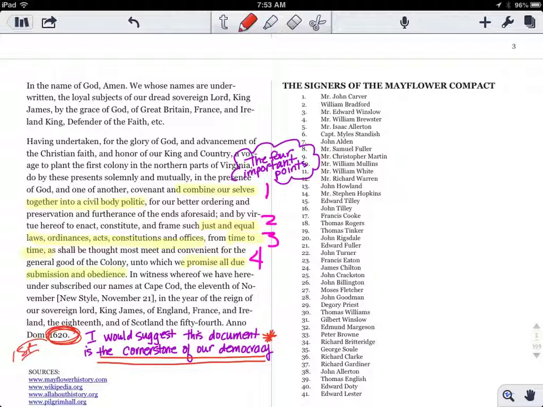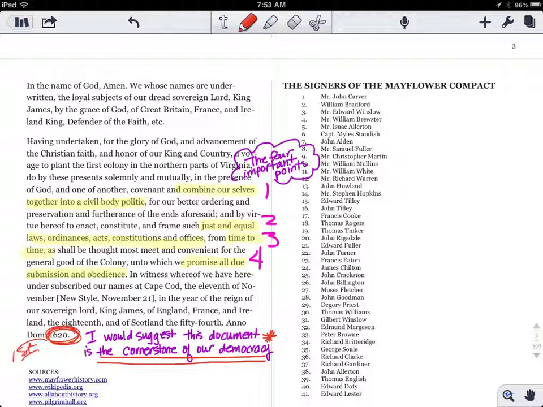We read this through on Friday, and I asked you to break into small groups to determine what you thought the most important parts of the compact were. I indicated to you that them identifying as being part of England through King James and being loyal subjects and religious subjects was really just a greeting and a closing to the document, but that the most important part is in the middle of it.